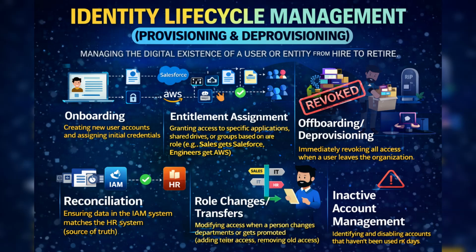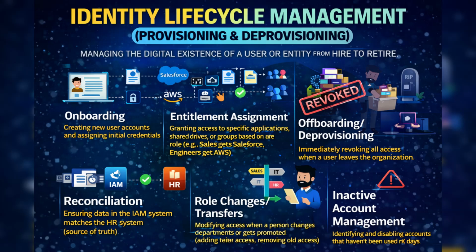1. Identity Lifecycle Management, Provisioning and Deprovisioning. Managing the digital existence of a user or entity from hire to retire. Onboarding, creating new user accounts and assigning initial credentials. Entitlement assignment, granting access to specific applications, shared drives, or groups based on the user's role, e.g., sales get Salesforce, engineers get AWS. Reconciliation, ensuring the data in the IAM system matches the HR system, source of truth.